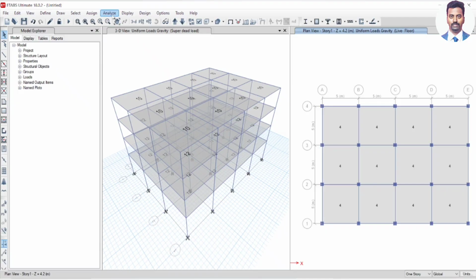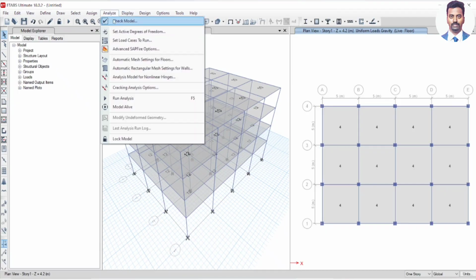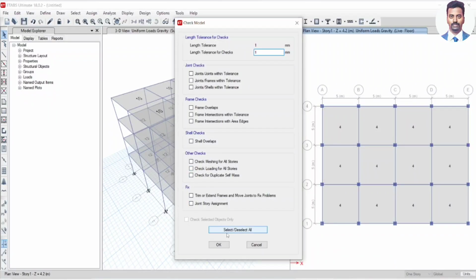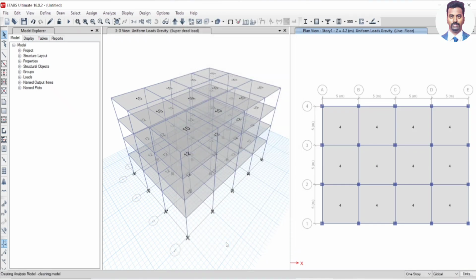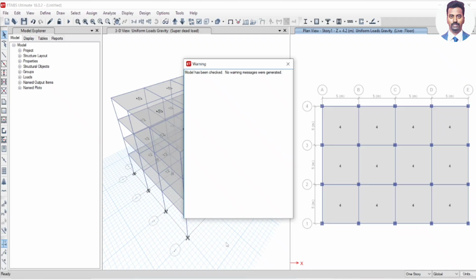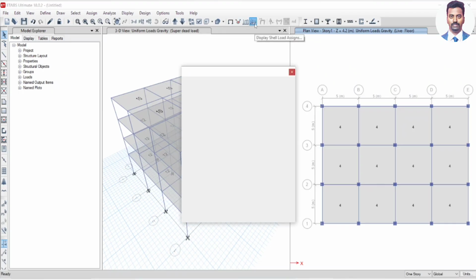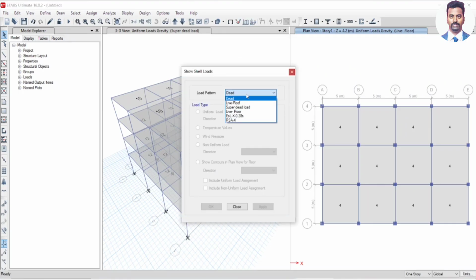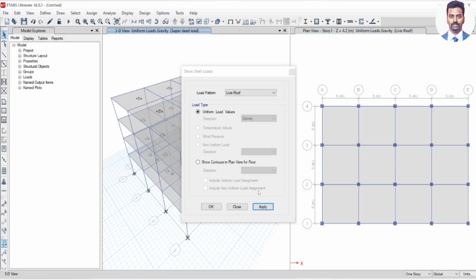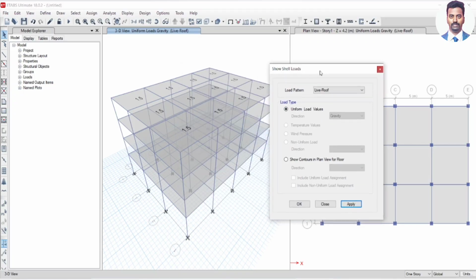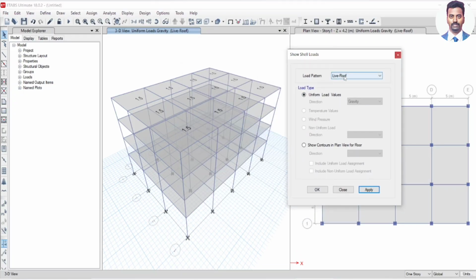Before starting the analysis, let us check the model for any error. Model has been checked, no warning messages are generated. So our model is good to go. Before doing the analysis, let us check live load on roof. If we are applying, here you can see live load on roof. Only on roof we have given 1.5.